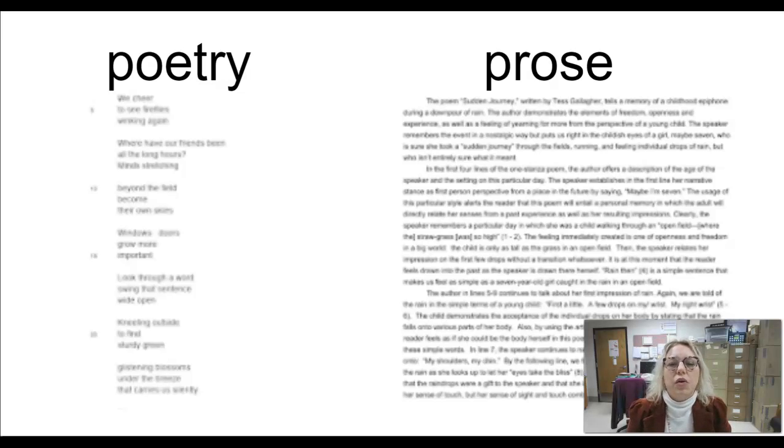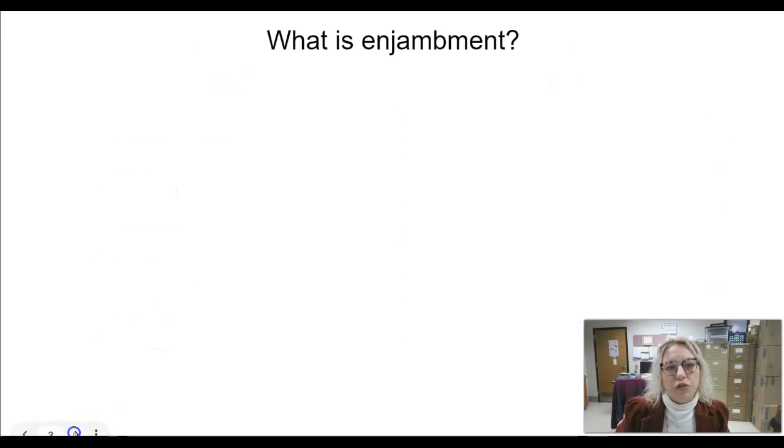When it comes to prose, we don't determine the line breaks, and so it looks very different. All that we determine are the paragraph breaks, and so we indent at the beginning of a paragraph, and then where the lines break is totally arbitrary. So we don't analyze that with prose. Poetry is a different matter, and it's a very important aspect of poetry.